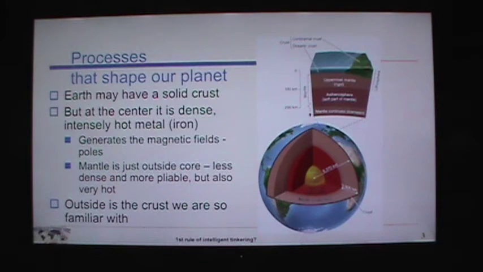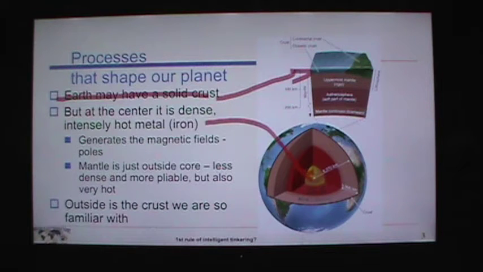So what sort of processes actually shape our planet? We think of the Earth as having this nice solid crust, right there on top. But that's just the very top of it. At the core is a very dense iron core, almost as hot as the sun, solid but very, very hot. Outside of that is a semi-solid outer core.